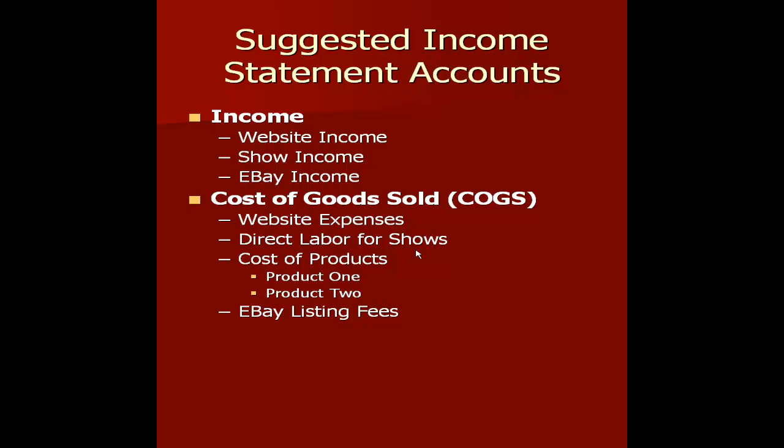Obviously, the products. Let's say you have two products in this case. The cost of products sold is a direct cost of goods sold because you have to pay for the actual products. And eBay listing fees. So even if you sell it or don't sell it, you generally have to list and have listing fees, and those are direct costs associated with it.